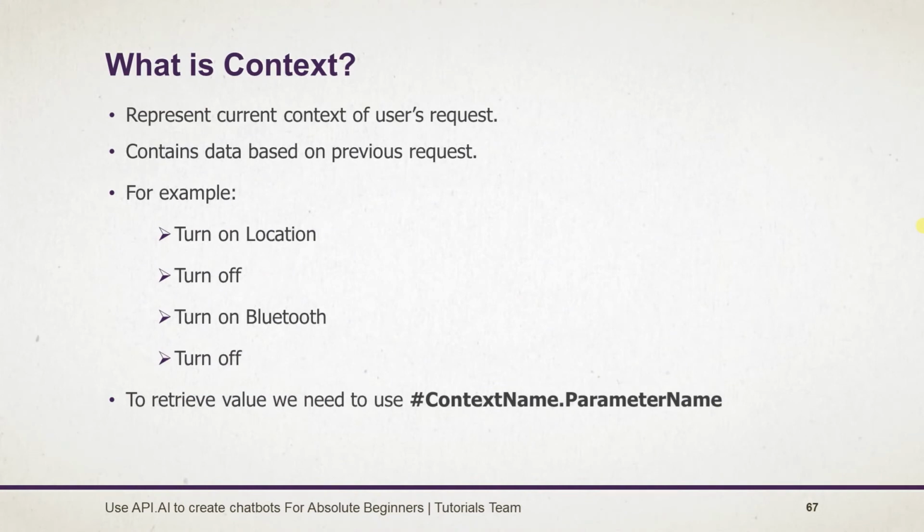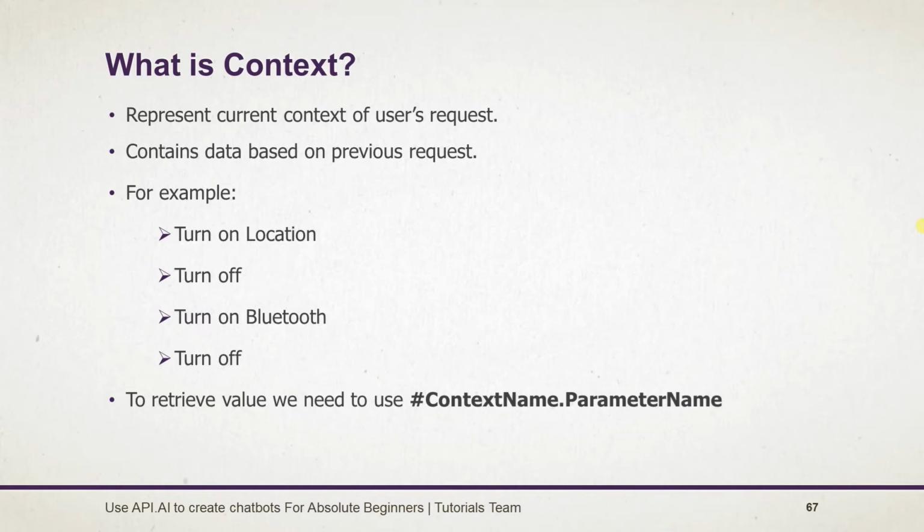Context represents the current context of the user request. Sometimes we need to make a decision and take action based on some condition, such as the user's previous request. In simple terms, context contains the data of the previous request, which may include the parameters or response. This will be useful when you want to perform an operation based on the last request.